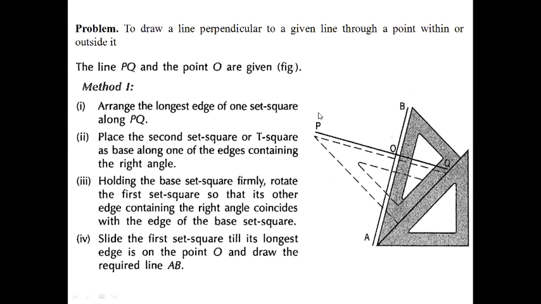Next, to draw a line perpendicular to a given line through a point within or outside it. Here the line PQ and the point O are given. On this point O, you have to draw a perpendicular line. Okay. So first, arrange the longest edge of one set square along PQ like this. In this way, what will be the dotted line?